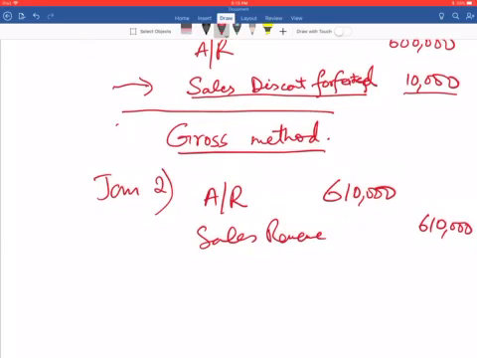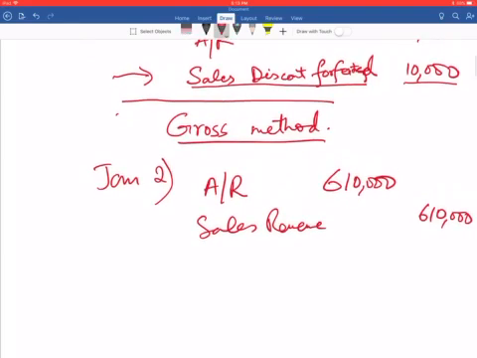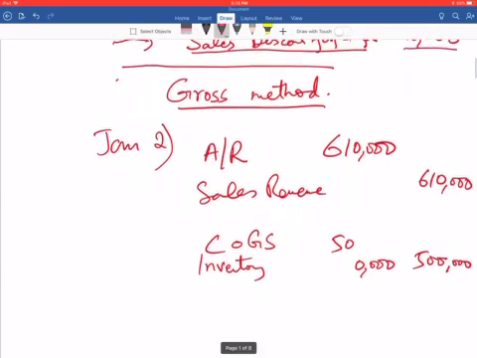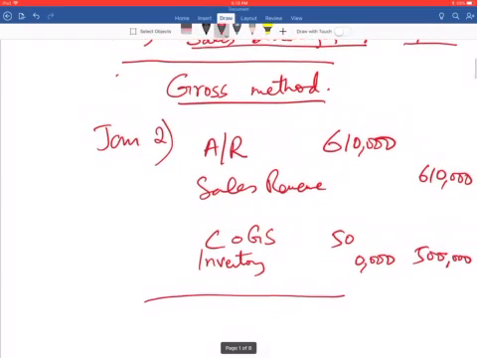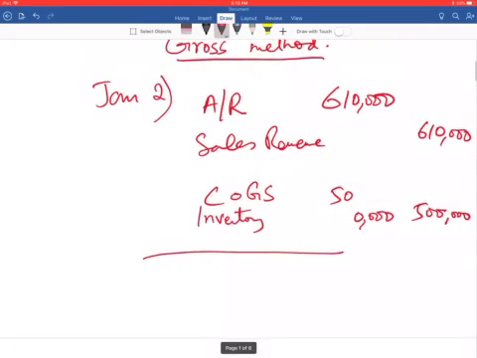And then the other part of the sales journal entry that we always have to do is take care of the cost, right? So for cost, inventory is always a credit, as I did that before, which was 500,000. So this is just a repeat, and then cost of goods sold is 500,000. That's an expense.